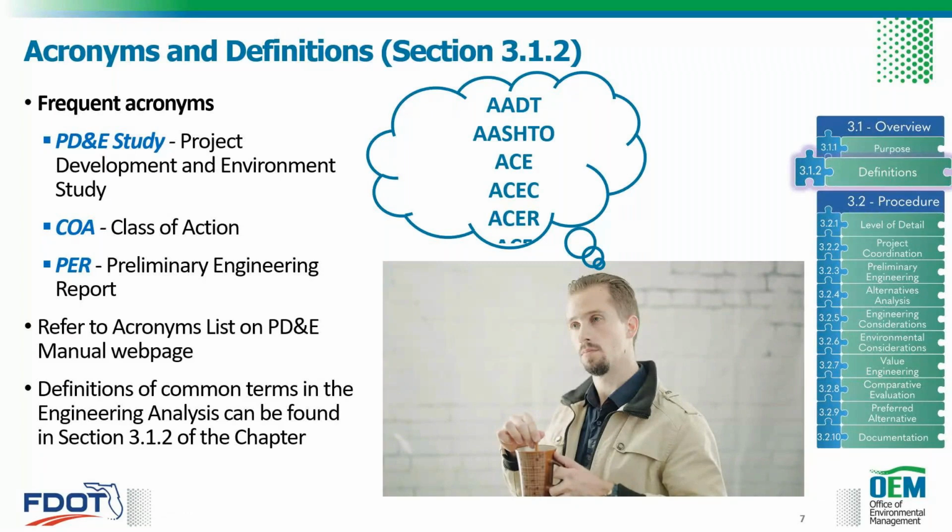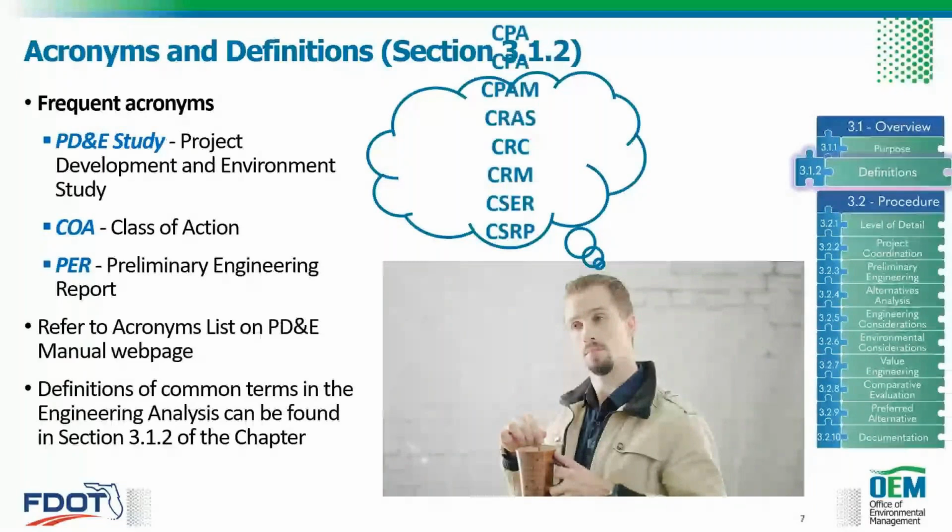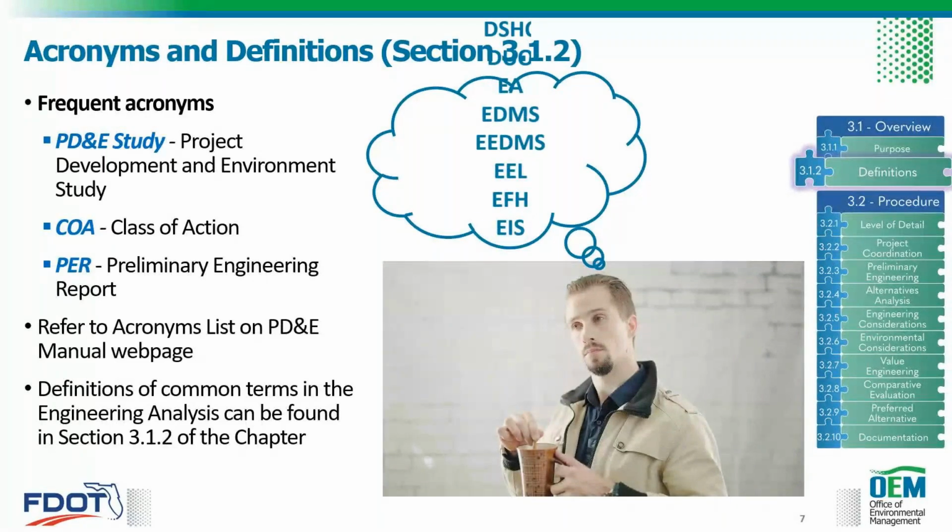So as I mentioned, the definitions and common terms can be found in this section of the chapter, but there is also an entire acronyms list on the PD&E manual webpage. If you look on that page that we sent you the link to, on the bottom of part one, there is an acronyms list, which is 11 pages long. We are going to try and sprinkle in a little bit of humor for you today. These are just some of the acronyms that you will see on that acronyms list.